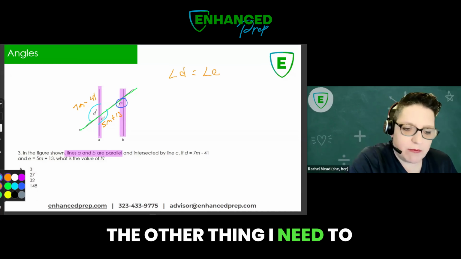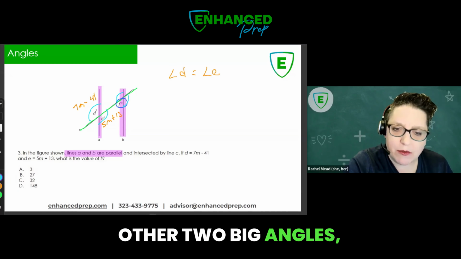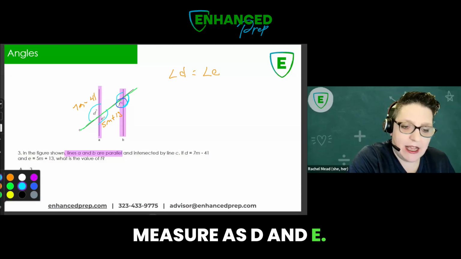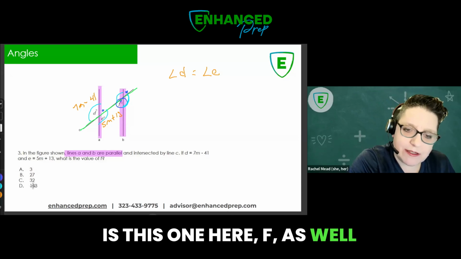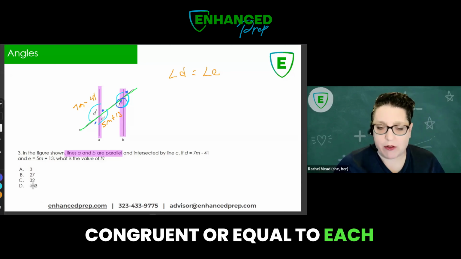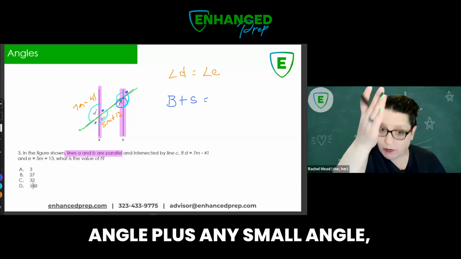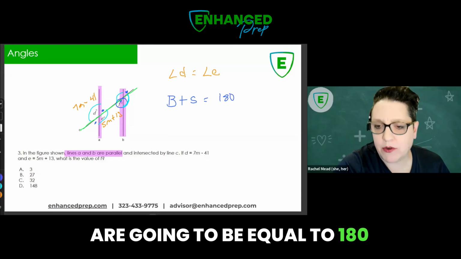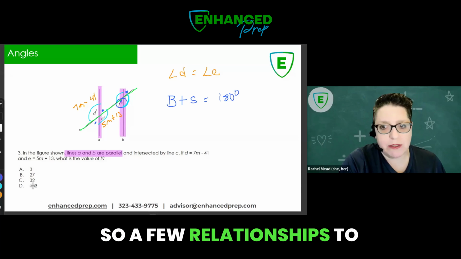The other thing I need to recognize is when I have those two parallel lines, my other two big angles, these two up here, are also going to have the same measure as D and E. And my smaller angles, which is this one here, F, as well as these two right here, are also going to be congruent or equal to each other. And then we know that any big angle plus any small angle, when we've got these parallel lines and our intersection, are going to be equal to 180 degrees. That's going to be important for us to solve for F as well. So a few relationships to freshen up.